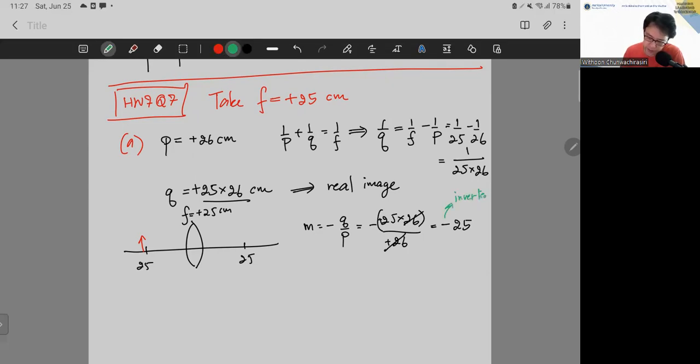Inverted. And it's 25x magnified. It's multiplied by 25 times. So this means the image will be so far away, 600 something centimeter. And then it's going to be 25 times huge. It's upside down. You see what I'm saying here? It's going to be inverted, 25 times larger. And it's real. Okay.